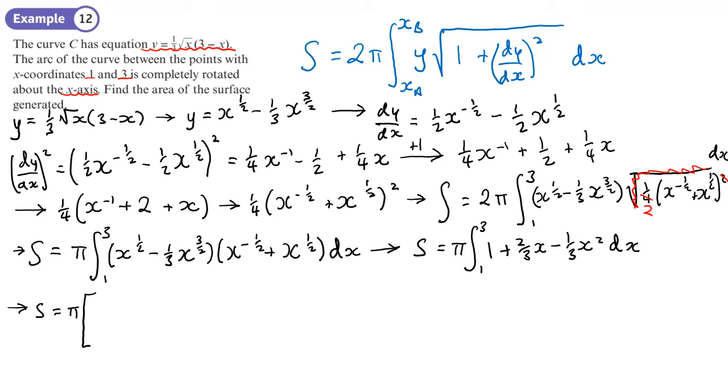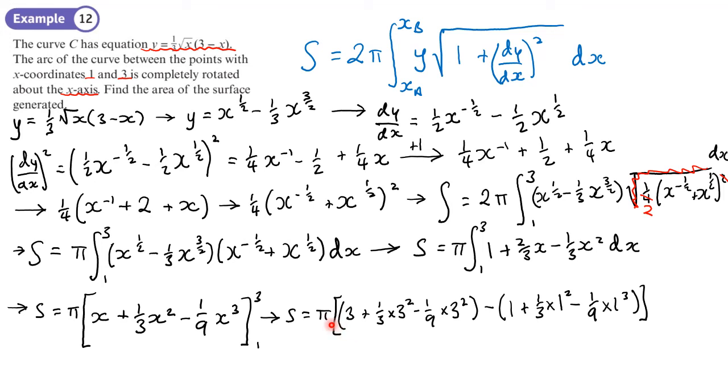So we'll integrate each term. So obviously the 1 becomes x, the 2/3 x, so then we're going to have 2/3 divided by 2, so it just becomes 1/3 x squared. Then the next term, that will be 3, and then we'll divide by 3, so it becomes minus a 9th x cubed with our limits of 1 and 3.